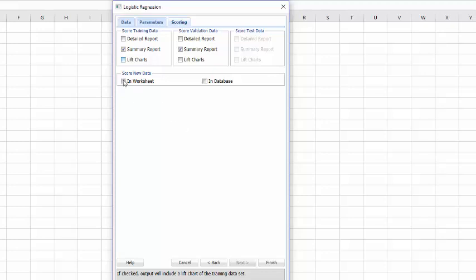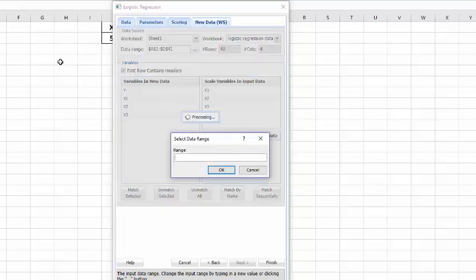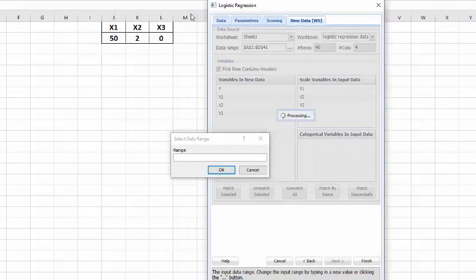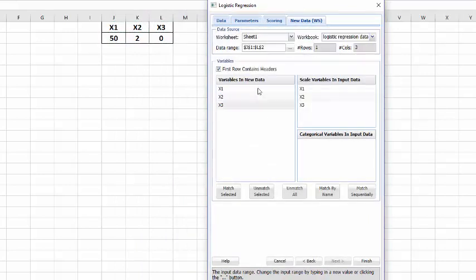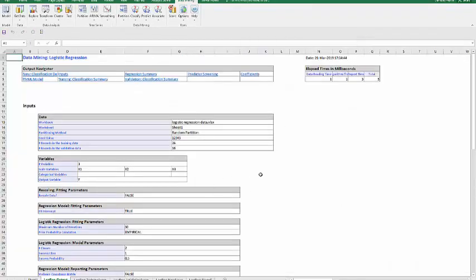And now I want to score new data. So I need to identify where my new data is. I will get the range of my new data, which is here. The system will select this observation and classify it. As we note, I have used the same titles, therefore I will match them by name. And here we go.